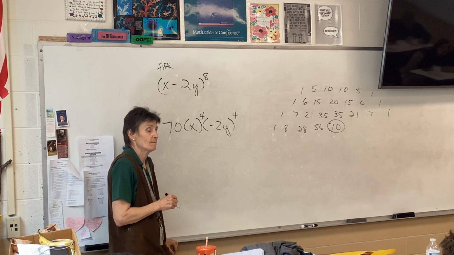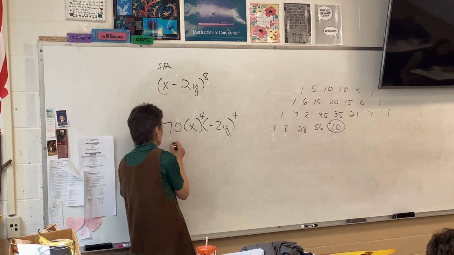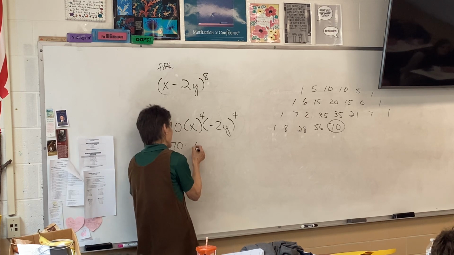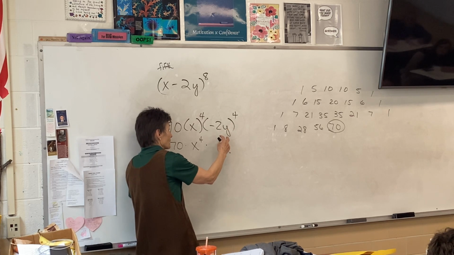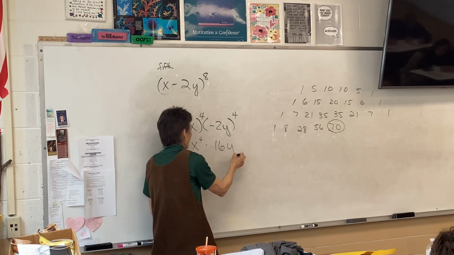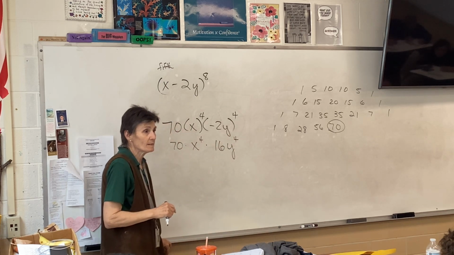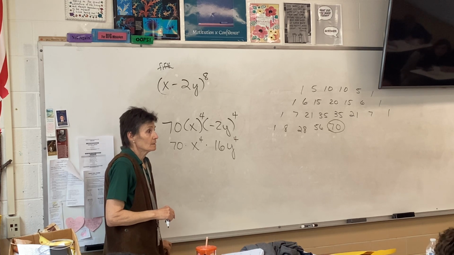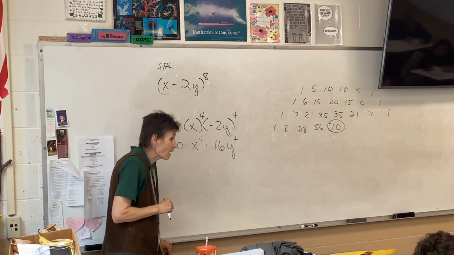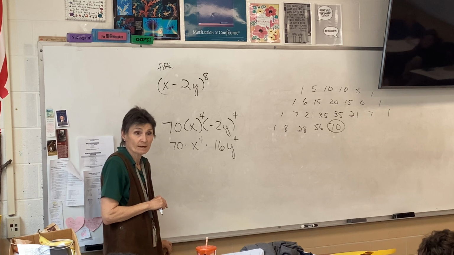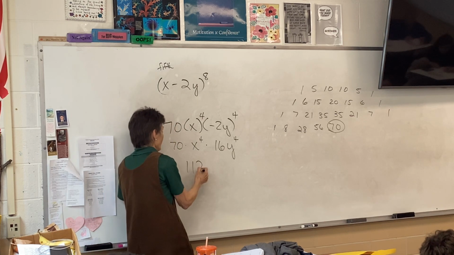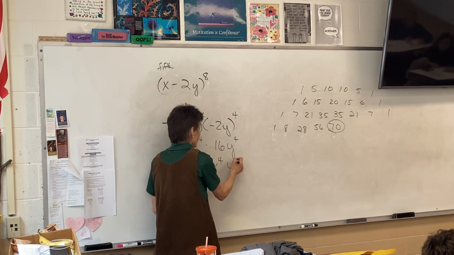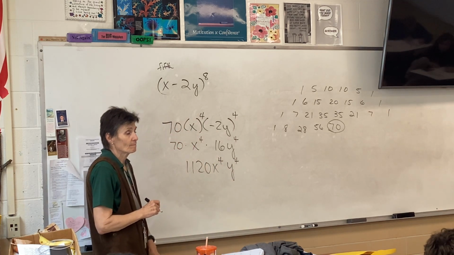Now we simplify. So what have I got? I've got a 70, an x to the 4th, and a what? Negative 16. Oh, watch it. Positive 16, y to the 4th. Why is it positive? It's squared. If you raise a negative to an even power, it becomes positive. All right, what's 70 times 16? 1120. So 1120 x^4 y^4. There's your answer.